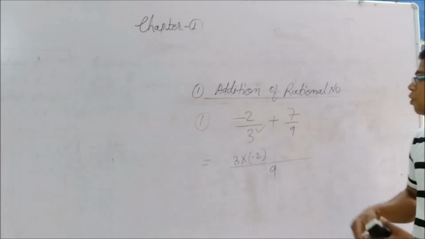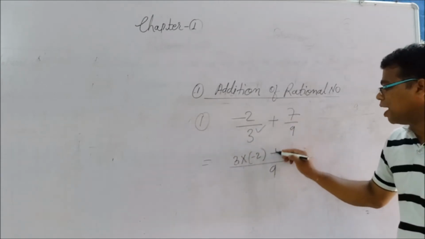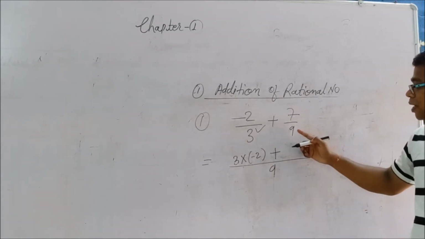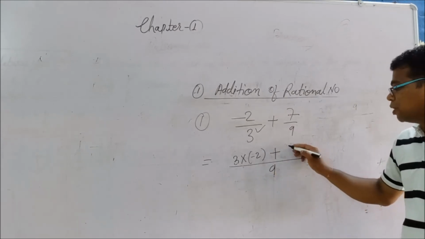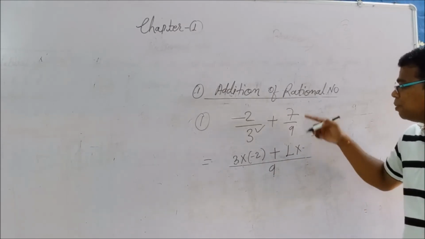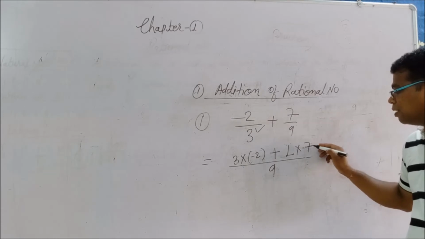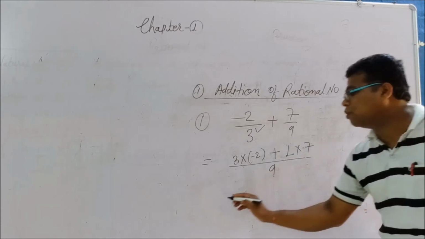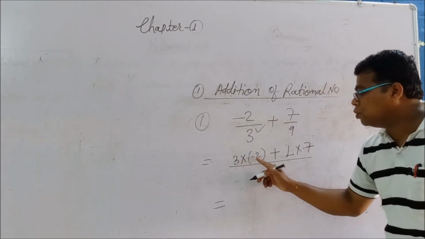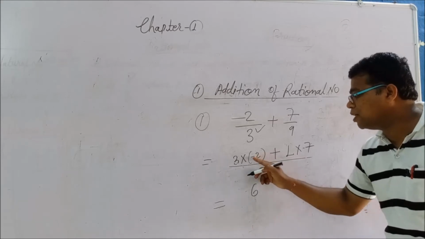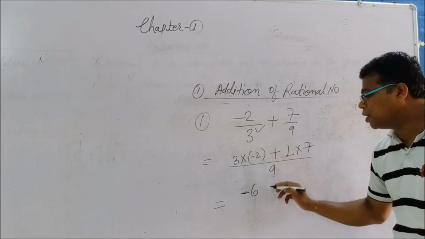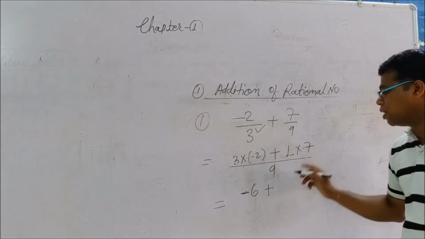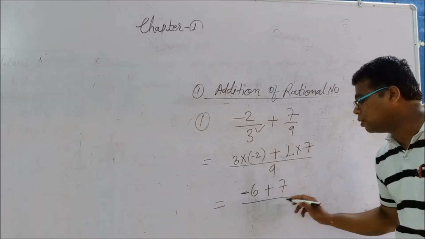Same thing I will do for this. This is the plus sign, so I will put a plus sign here. Again, in the table of 9, how many times does 9 come? 1 time. So that 1 I have to multiply with the numerator, means 7. And nothing, we just have to solve it. 3 2s are 6. It is a negative integer, so the sign will be minus 6. After that plus 1 into 7, plus 7 upon 9.